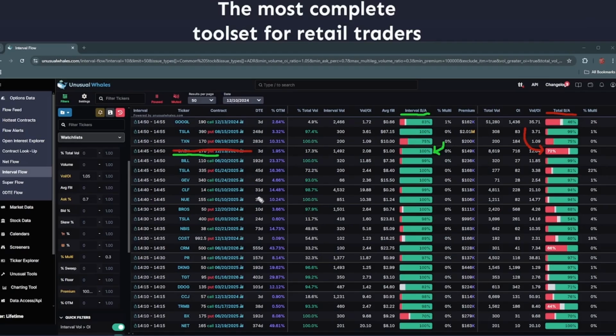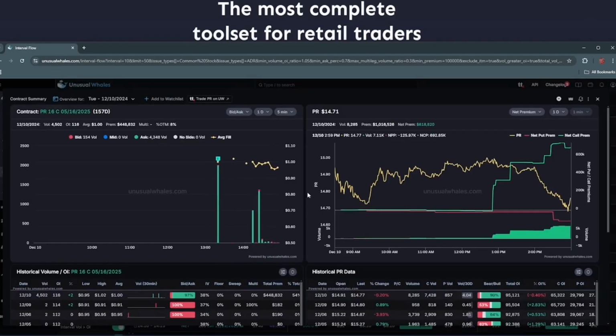On the other hand, the $16 contract for ticker PR expiring May 16th of 2025 has a total 5-minute interval ask side transaction of 97% of all contracts, and the total day's volume bid ask transactions match. Now we've got a contract we can maybe take a look at here. And just like the flow feed, you can click on the contract expiration date to pop out the contract summary for the contract and see how these transactions occurred.